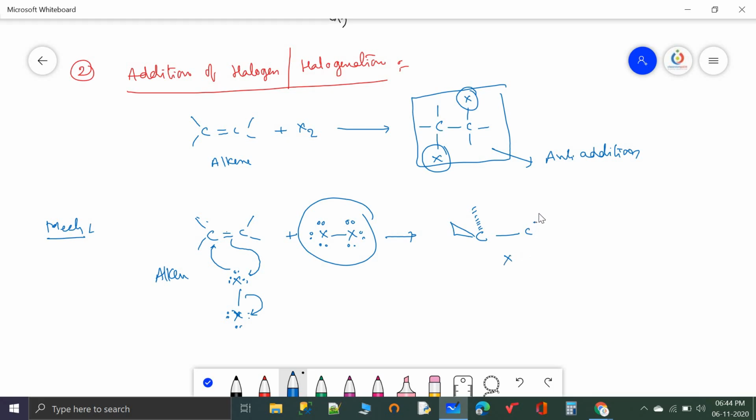Here also one group goes to the behind and another group comes to the front. Maybe they may be any group. And here what happens? This one develops the bond with the halogen. Halogen, since it is developing two bonds, gets the positive charge. This particular intermediate is called the bridged halonium ion. It is not the carbocation. Remember that. Positive charge is not formed on the carbon, it is formed on the halogen. So it is called the bridged halonium ion.